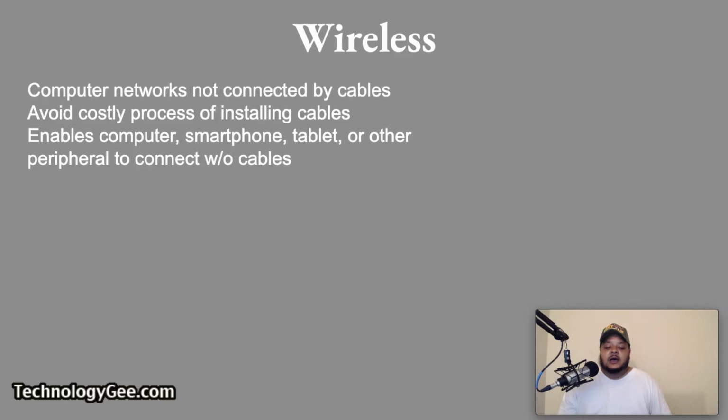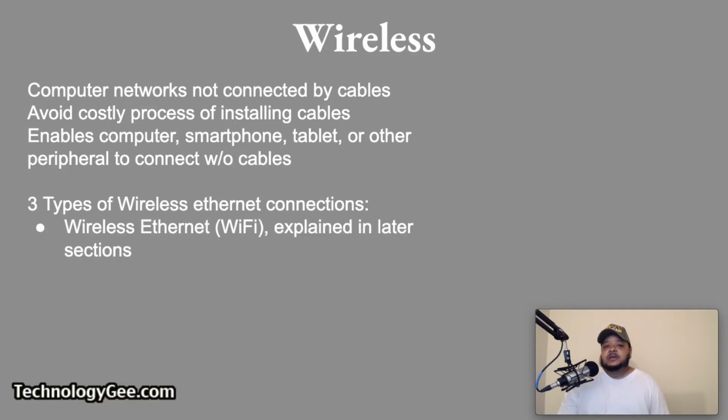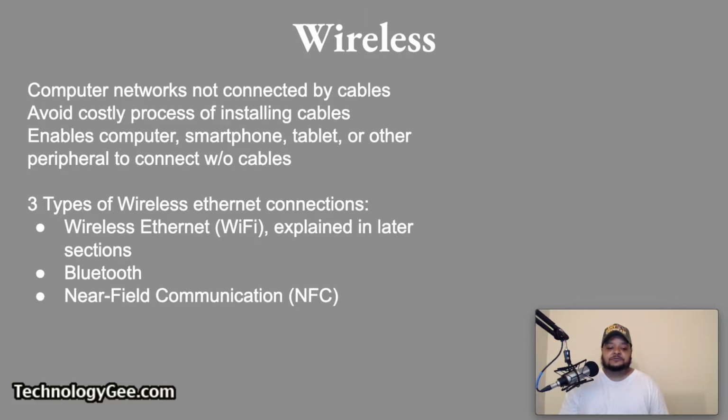Wireless networking enables a computer, smartphone, tablet, or multifunctional peripheral, such as printers, scanners, copiers, etc., to connect with other devices without the cables. The 3 types of wireless Ethernet connections for CompTIA IT Fundamentals exams that you need to understand are as such. You need to be concerned with Wi-Fi, also known as wireless Ethernet, which will be explained in later sections. You need to be familiar with Bluetooth, and you need to be familiar with near field communication, also known as NFC.